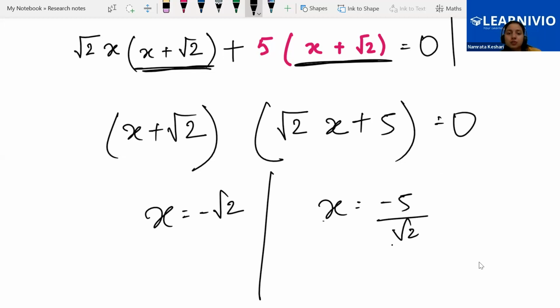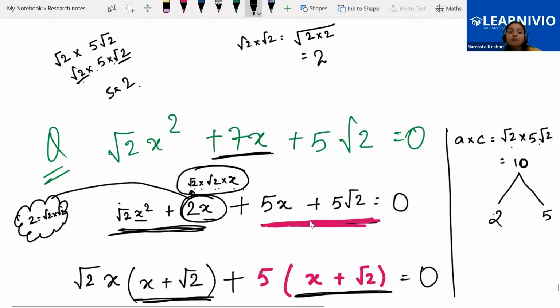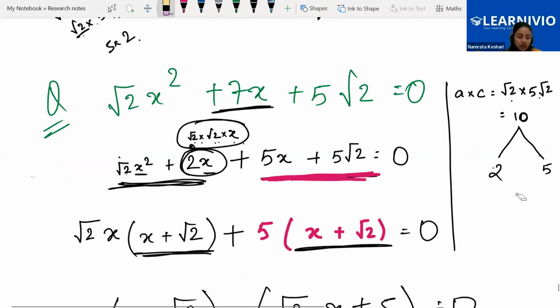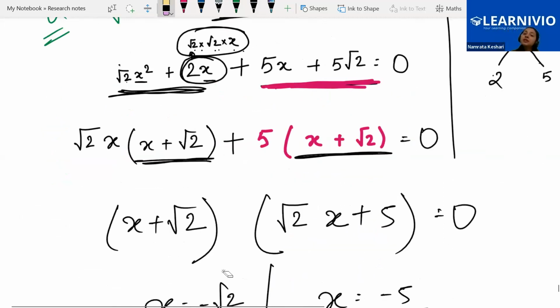So this is how we will split the middle term when we are having square root term. The method is different? No. The method is same. First do the multiplication of A and C, then break it, then accordingly split the middle term and take the common factor. While taking the common factor, be careful because you already understand that 2 means root 2 into root 2, 5 means root 5 into root 5, 7 means root 7 into root 7, 8 means root 8 into root 8. If you understand this, then you will be able to take out common factor properly. Let's take one more question.